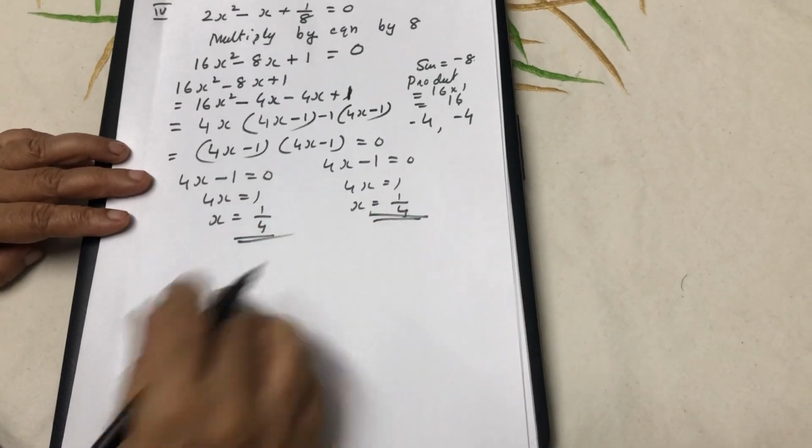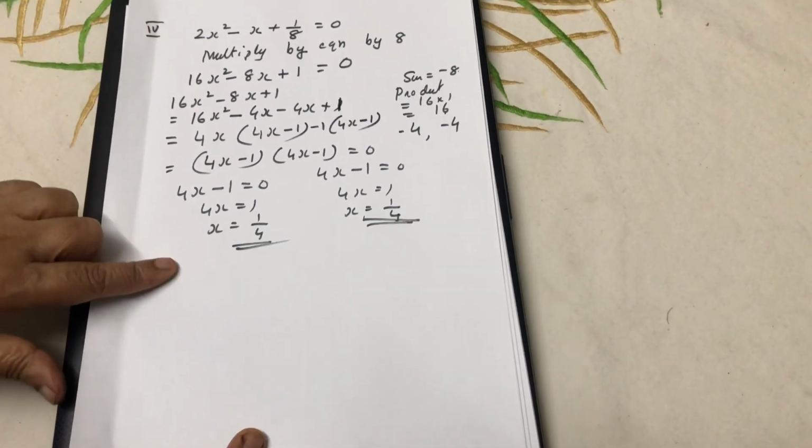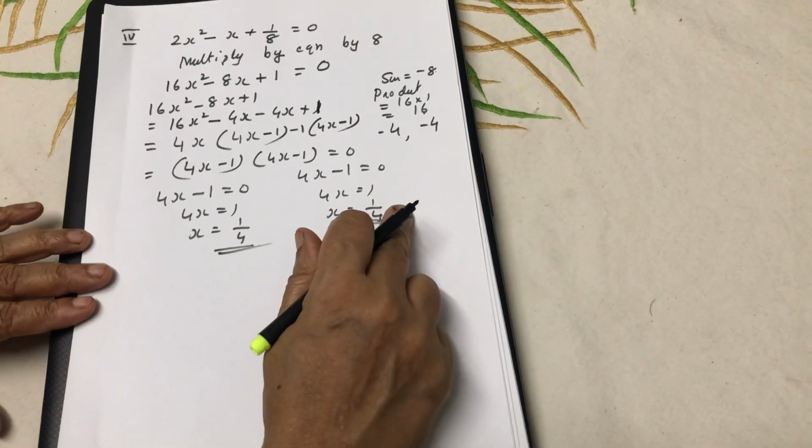You see, here both the roots are equal. That is, this quadratic equation has two equal roots. Which are the two roots? 1 by 4 and 1 by 4.